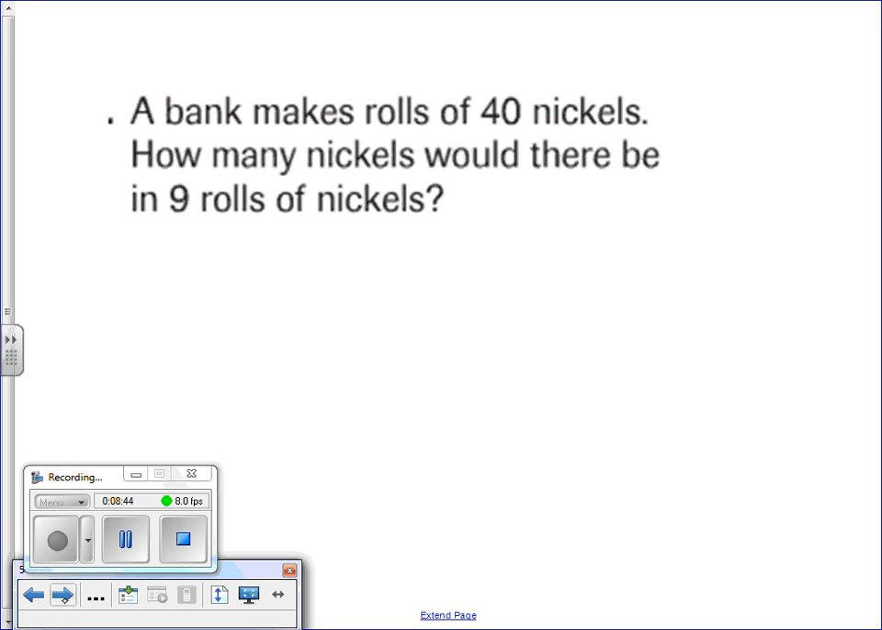Nice work. A bank makes rolls of 40 nickels. How many nickels would there be in 9 rolls of nickels? 40 nickels, so that means there are 40 nickels in each roll. 9 rolls. How many nickels? Juliana. 360. Okay, tell me how you solved. I did 4 times 9 and equals 36.